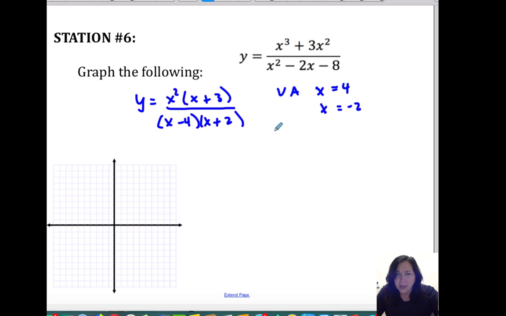I have a top heavy. It's top heavy. Basically, that's telling me, see how the cube here is higher than the square. So I'm going to have to divide to try to find my EBA, that slant asymptote. I do have x-intercepts. Let me write those down. I have x-intercepts at 0, 0 and also at -3, 0.